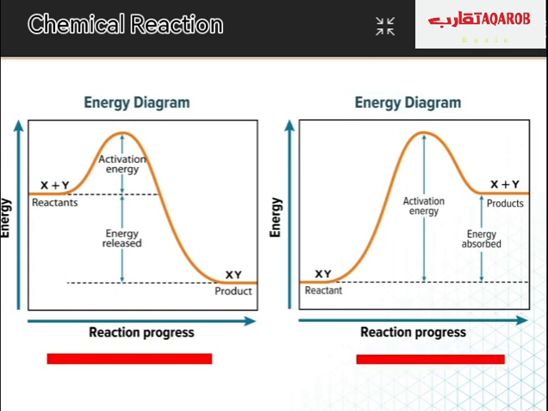How will you know whether this is an endothermic or exothermic reaction? Look at the reaction energy. Reactant energy here is higher than the product energy, so this is an exothermic reaction because it releases energy during the reaction. While if you look at the reactant energy here and the product energy here, the product is higher than the reactant, so we can say that this reaction absorbs energy and we call it an endothermic reaction.